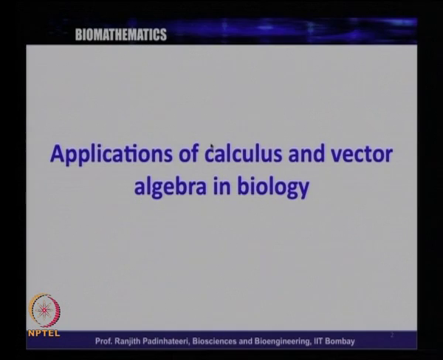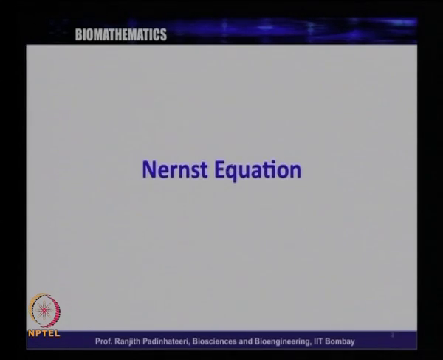a very important equation in biology, or a very important concept in biology, that is related to membrane potentials. So, this is our aim today. Our aim is to understand a new interesting idea related to membrane potentials, and to understand that we will be using the ideas that we learned from calculus and from vectors. So, today we are going to discuss applications of calculus and vector algebra in biology, and the concept we are discussing is called the Nernst equation.